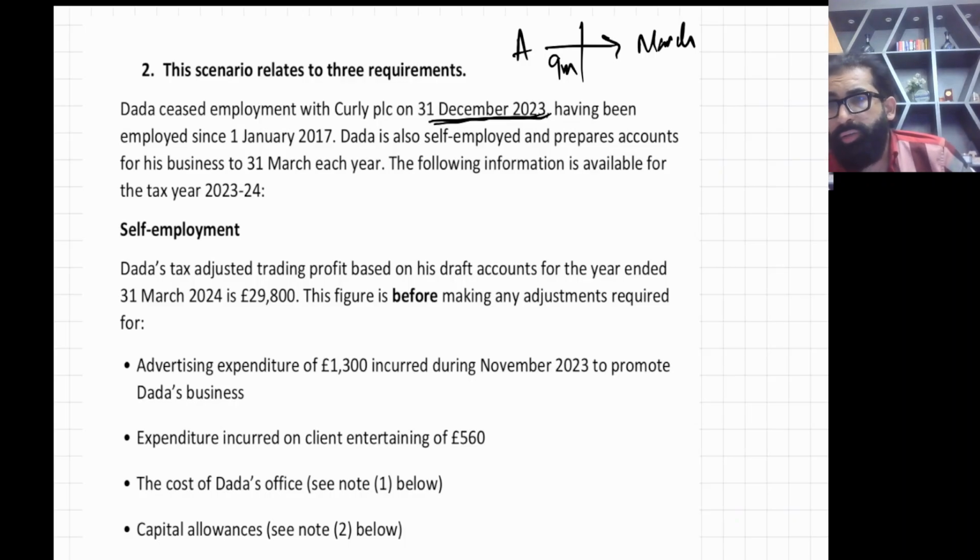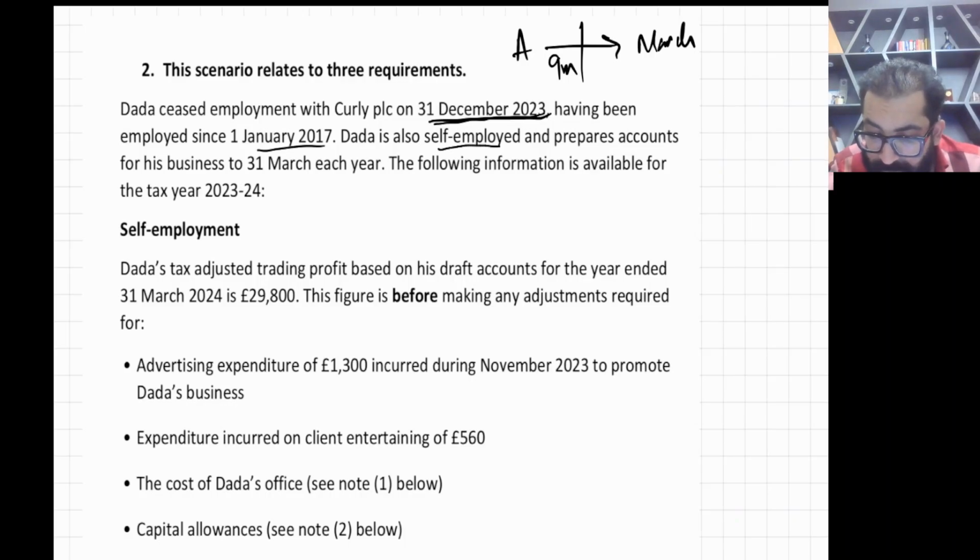So you have to identify these things. I often say these words in my class that identification is the most expensive thing. Identification is the most expensive thing, right? You need to identify how many months this guy has worked. It's a 9 months job. So you have to calculate employment income for 9 months, having been employed since 1st January 2017. This is the history.